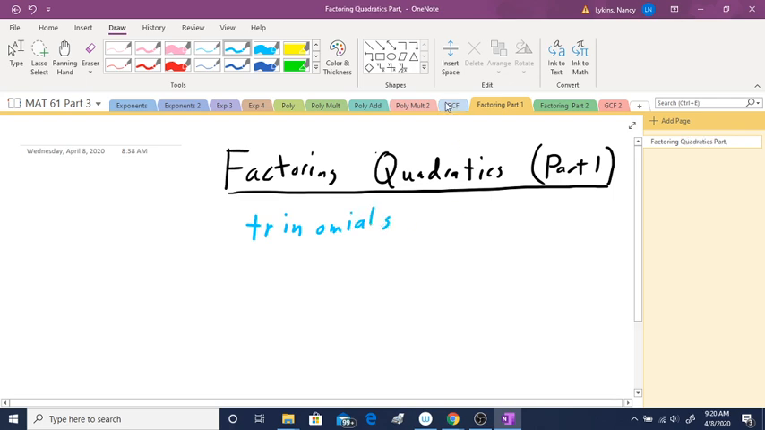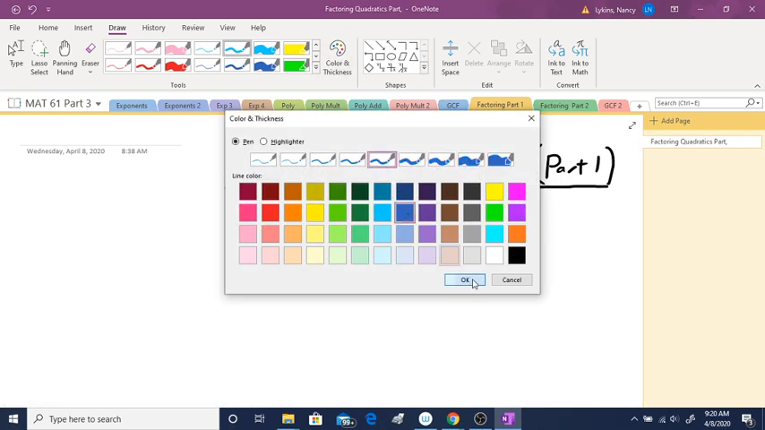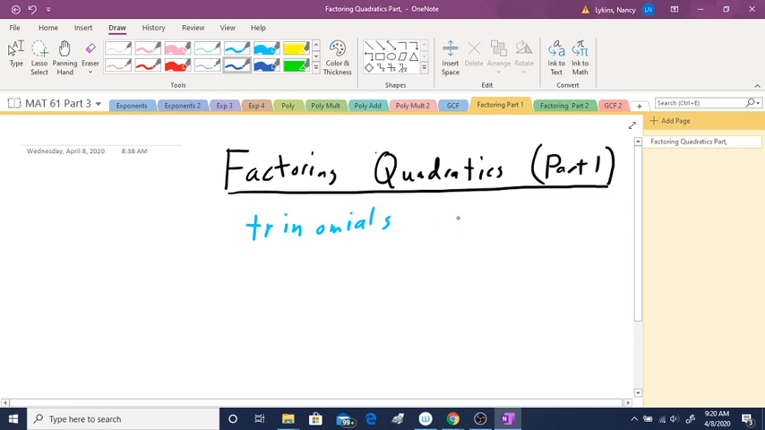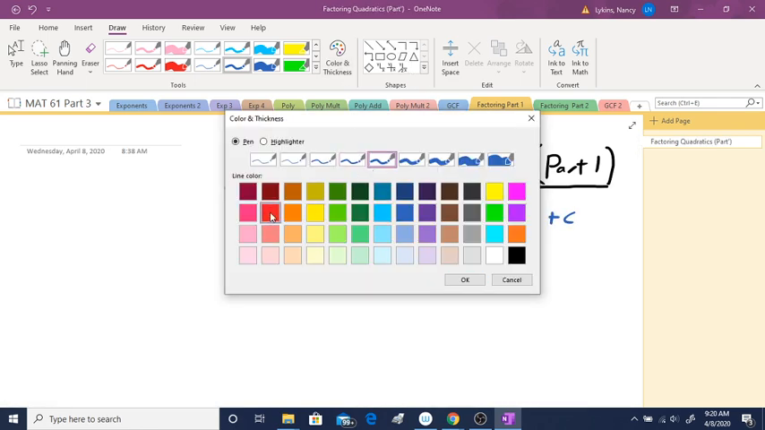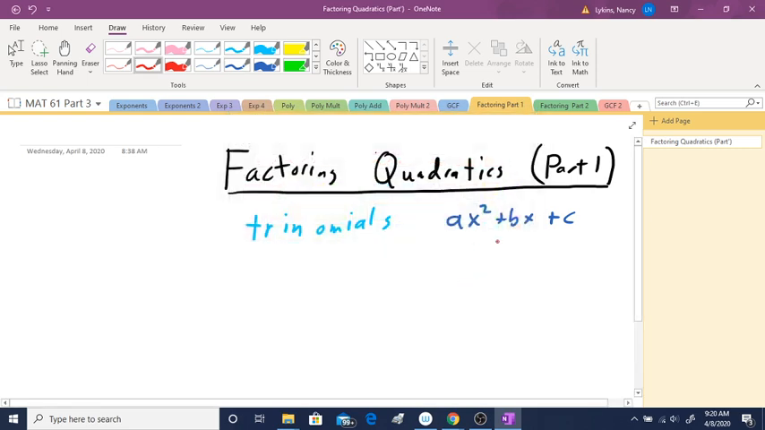Tri means 3. So the first part of this, we're going to look at the quadratic when it's ax squared plus bx plus c. And the a in this case is 1. That means there's not any number in front of x squared. It's going to be leading right now with x squared. So my first example, I'm going to use x squared plus 7x plus 10.